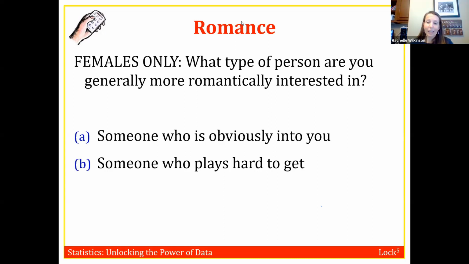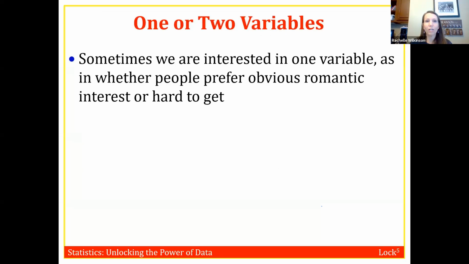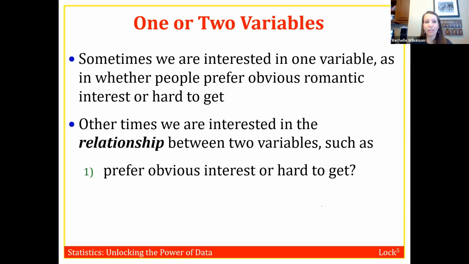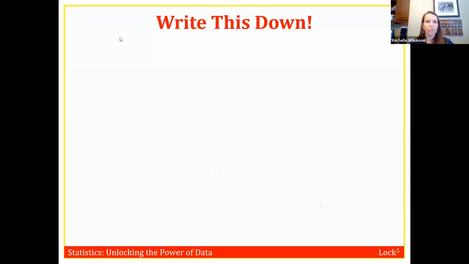So based on the results of our class, it does seem like it's different depending on whether you're a guy or a girl. It seemed like it was a little bit more likely for the guys to want somebody who plays hard to get. So that's interesting, okay? That's when we start looking at relationships between variables. When we're looking at relationships between variables, like this one, we're looking at the relationship between gender and their preference of obvious interest or hard to get. Then we like to give those variables different names so we can kind of distinguish between those two variables.